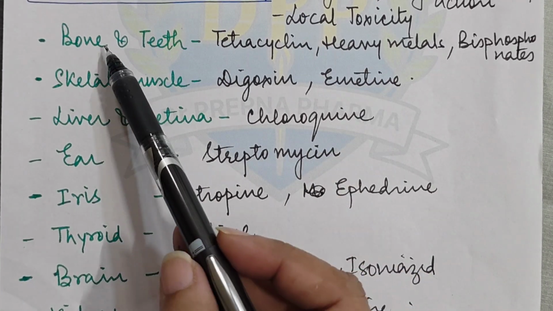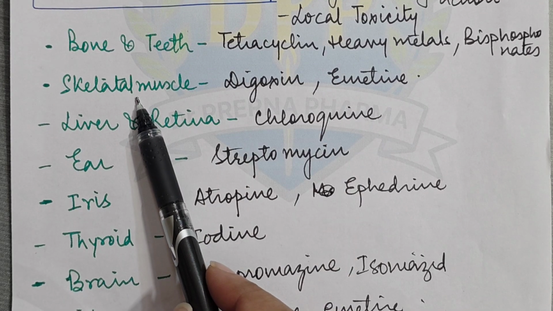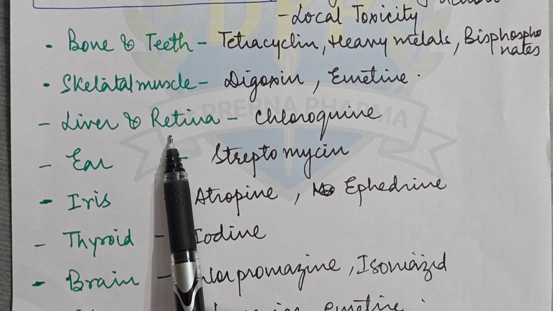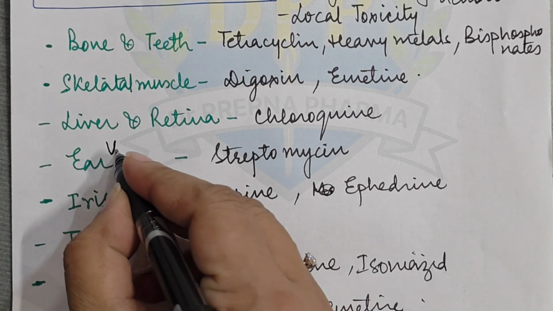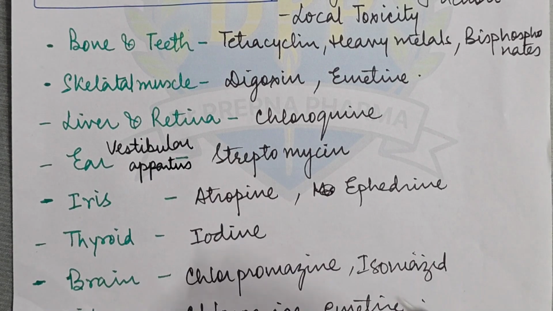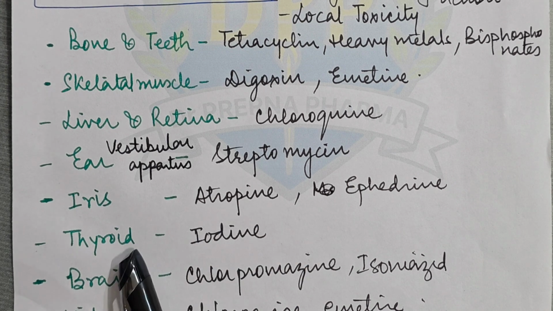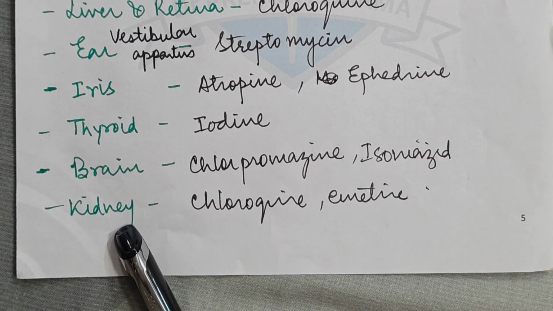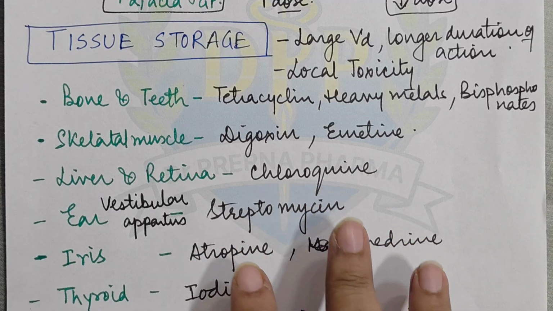Heavy metals have an affinity for bone and teeth and cause damage there. Digoxin and emetine go and sequester in the skeletal muscles. Chloroquine gets deposited in the retina and can cause retinopathy. It also gets deposited in the liver. Streptomycin has an affinity for the ear, basically the vestibular apparatus, and there it causes deafness due to attachment with the vestibular apparatus. Then atropine or ephedrine has an affinity for the iris. Iodine is attached to the thyroid. Chlorpromazine or isoniazid is attached to the brain. Chloroquine and emetine are attached to the kidney. So these are the drugs which get sequestered in the tissue and cause long-term toxicities.